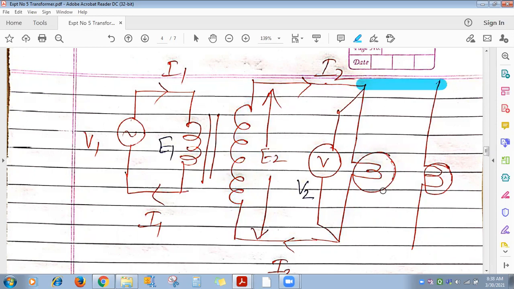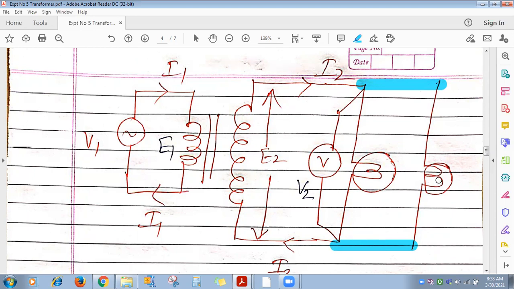Suppose for the second reading, I am going to connect two lamps in parallel. For the third, 4 lamps in parallel. Then 6, 8 and 10. Like this, 6 readings. First one reading at no load, then 2, 4, 6, 8, 10 lamps in parallel. Now each and every lamp is of 100 watt.